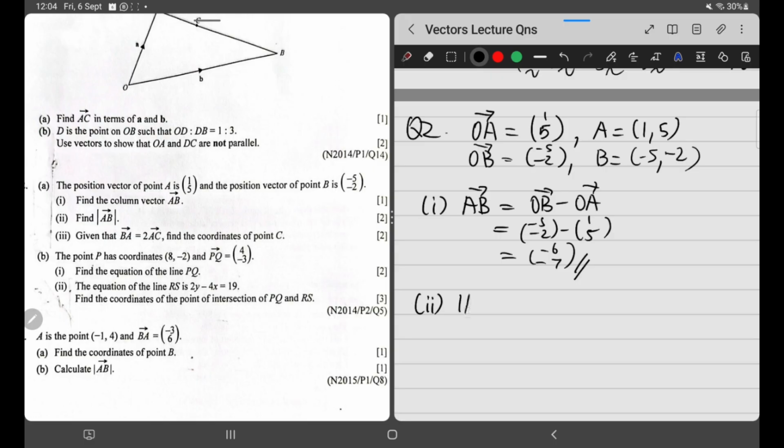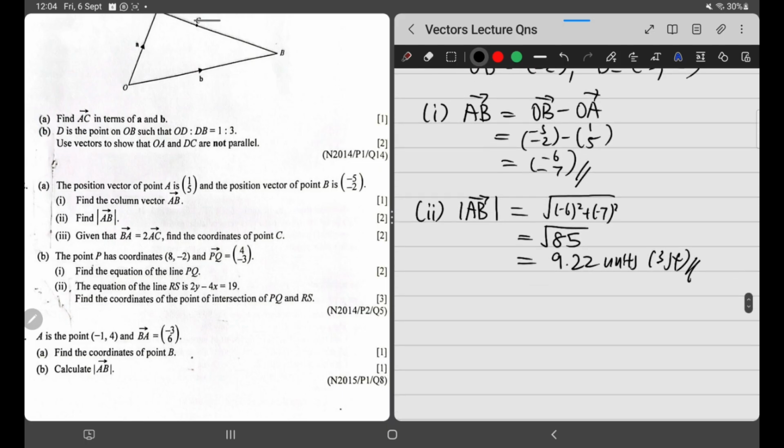Now they want us to find the length of AB. So just plug in your formula, 6 squared plus 7 squared, which will give us 85. And then if you key into your calculator and you express in 3SF, you will get 9.22 units. 3SF.